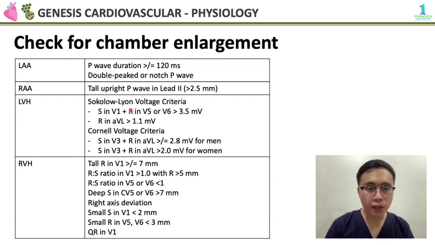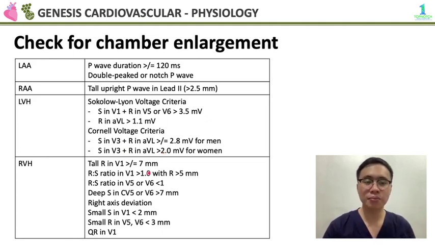This one is the criteria we use more. Below, there's also the Cornell criteria. We make use of the S in V3 plus the R in aVL. And the cutoff will be different if we're dealing with males and females. You have a higher cutoff for males, that's more than 28, and for women, that's more than 20. Again, that's S in V3 plus the R in aVL. Later on, I'll show you how to compute for that.